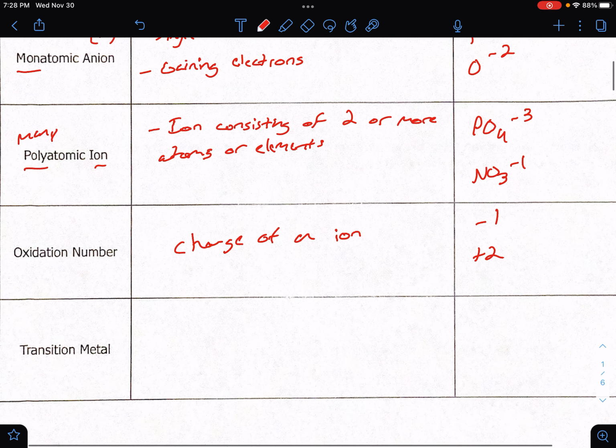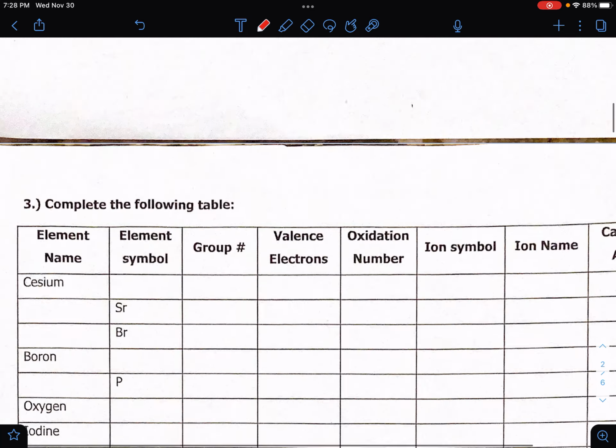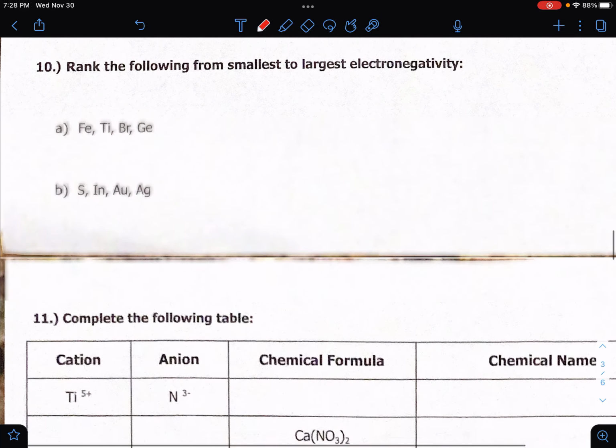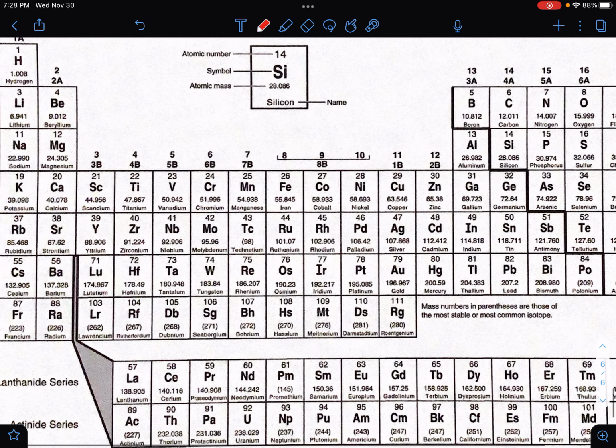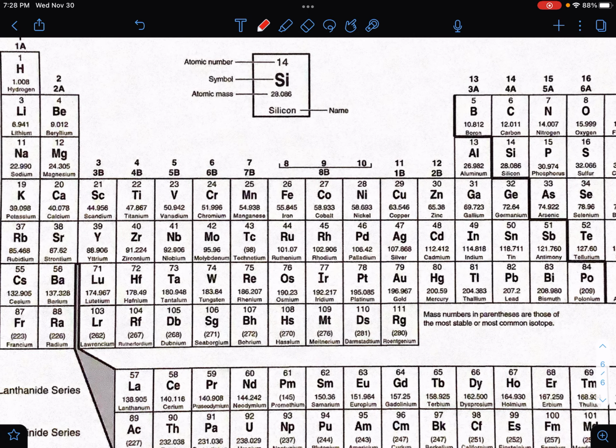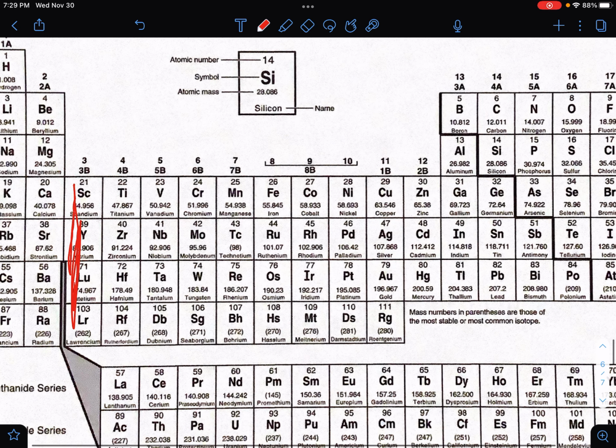Now, a transition metal. I'm going to go down here to the periodic table to show you where the transition metals are, because I get a lot of confusion on that. If you look at your periodic table, your transition metals are going to start in this group right here, 3B, and go all the way to the staircase. It does not stop at the 2B here. It goes all the way to the staircase.